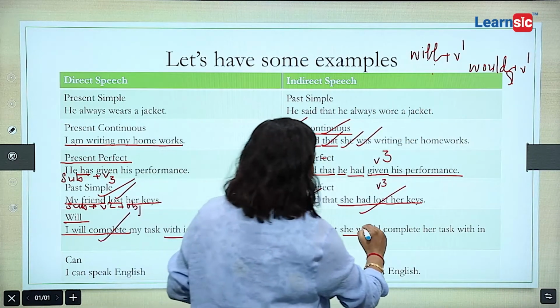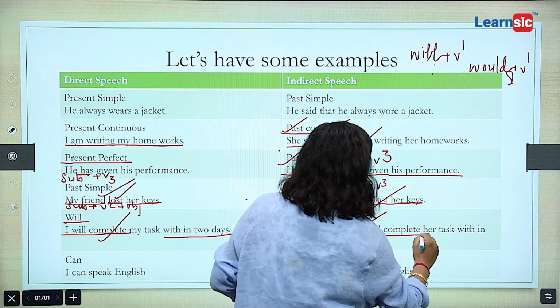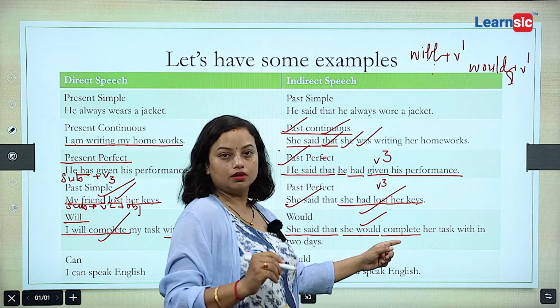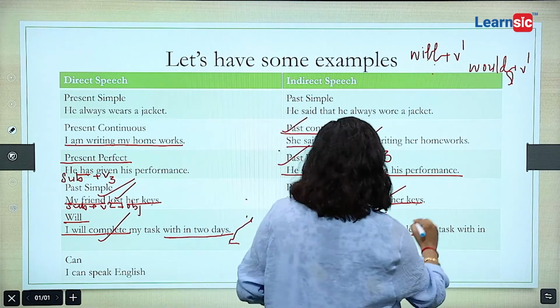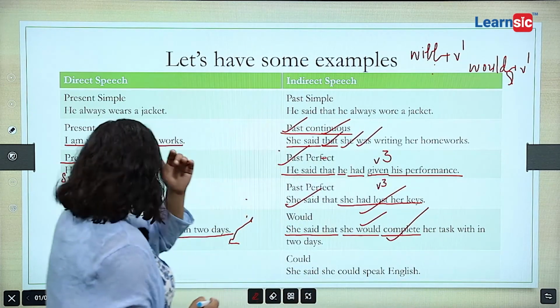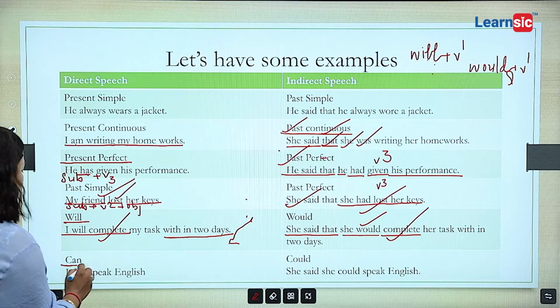So, would plus complete the root form of this verb. What is verb 1? Verb 1 means the root form of this verb, that is complete. Would plus complete.